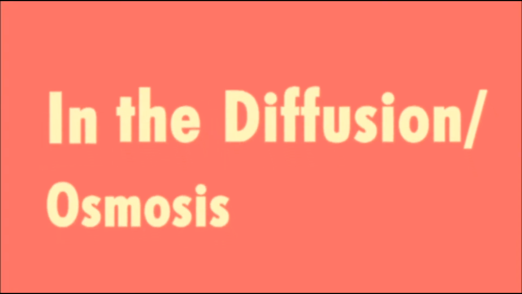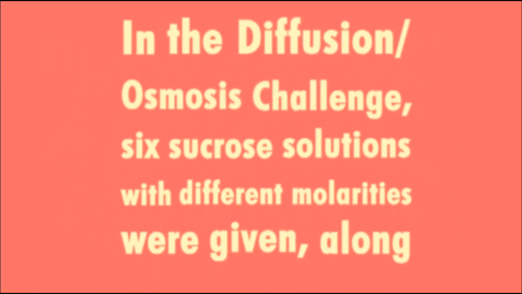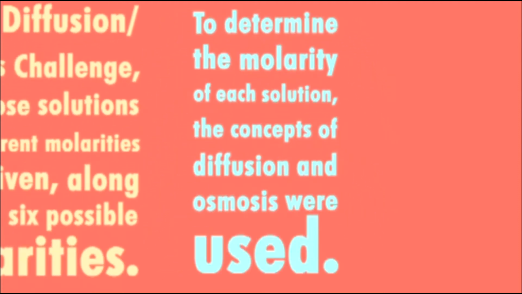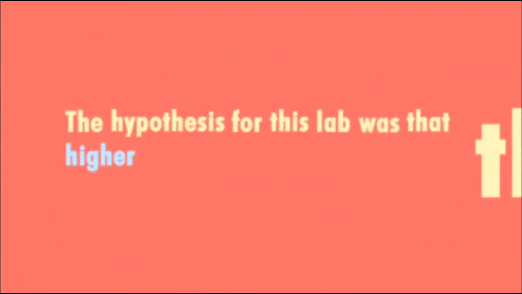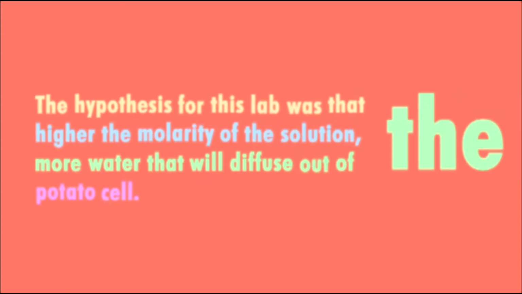In the diffusion osmosis challenge, 6 sucrose solutions with different molarities were given, along with the 6 possible molarities. To determine the molarity of each solution, the concepts of diffusion and osmosis were used. Pieces of raw potato were used to represent cells. The hypothesis for this lab was that the higher the molarity of the solution, the more water that will diffuse out of the potato cell.